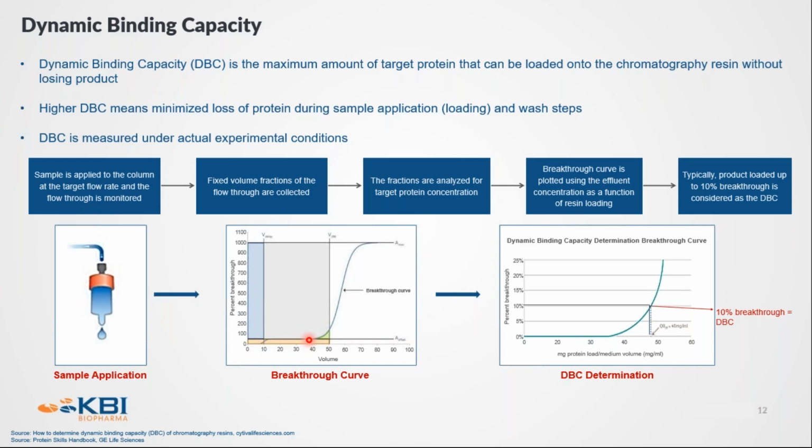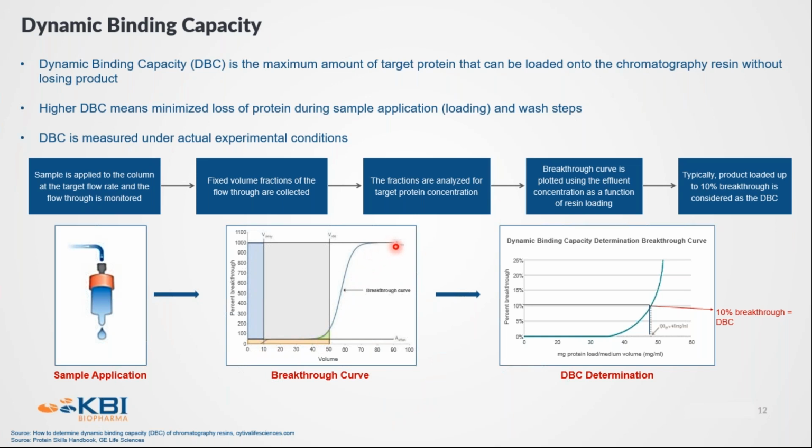But as the resin starts getting saturated, you can see some of the protein breaking through, and it can now be detected in the column outlet. So slowly, the concentration of the protein in your outlet streams goes on increasing till a point where we see that the outlet concentration is the same as the inlet concentration. Now, if you plot a curve of the concentration as a function of time, you get a sigmoidal curve, and this curve is known as the breakthrough curve.